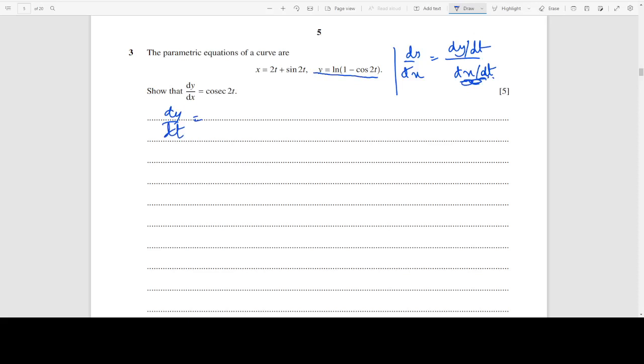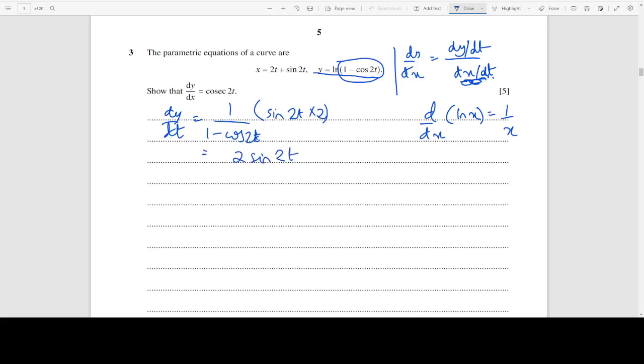I hope you guys know that the derivative of any natural logarithm is just 1 upon x, 1 upon the number. So we get 1 upon 1 minus cos 2t. Then we'll have to take the derivative of this inside part, chain rule. So the derivative is sine 2t multiplied by 2. So the derivative is 2 sine 2t divided by 1 minus cos 2t.